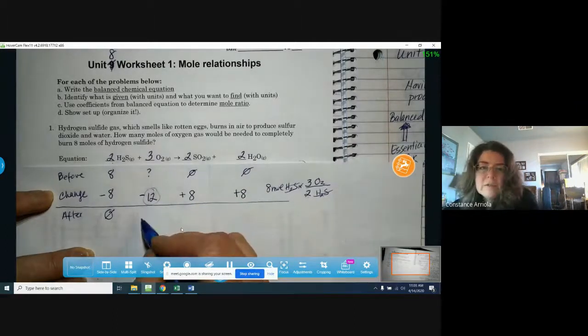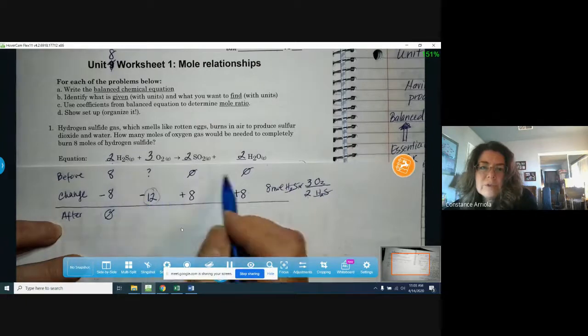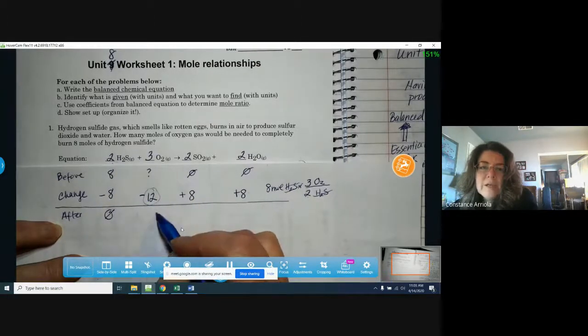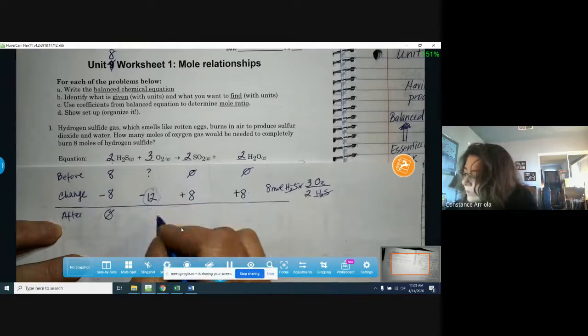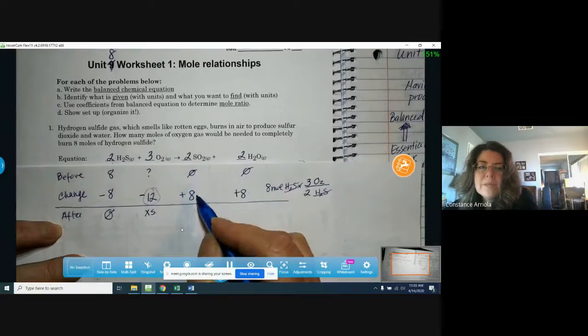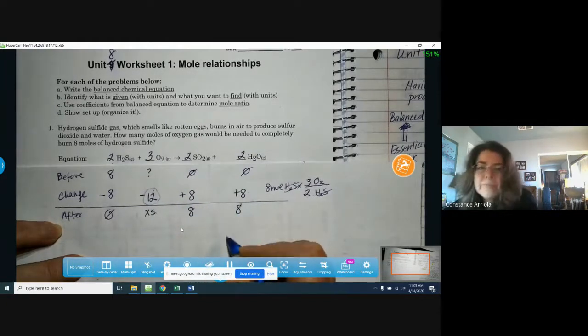And then we do the after. So what do we end up with? If this was our starting amounts, what do we end up with? Well, we know we used up all of this. Okay, we didn't know how much we started out with. This must be excess because this is oxygen from the air. So we're going to have excess here. We can put a question mark. And then we didn't have any. We made 8 SO2, and the same thing with water.